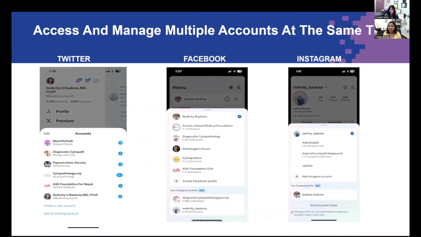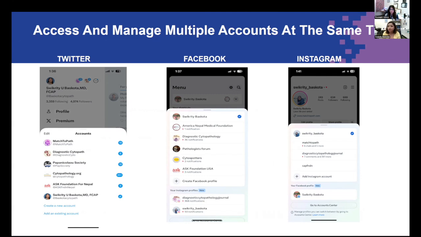Like Dr. Bora mentioned, we have been part of various organizations, and we actually handle their social media accounts. These are a few examples of how we make it doable in our busy lives. In the first image, you will see I'm handling the Masterpath account, Diagnostic Cytopathology account, Pathology Society, and ASC account. I have logged into all of the accounts, and whenever you click on your profile picture, you can see all the accounts that you have logged into, and you can switch between accounts with one simple click on the phone. Same on the desktop. If you have logged in once, you can easily switch between the accounts.